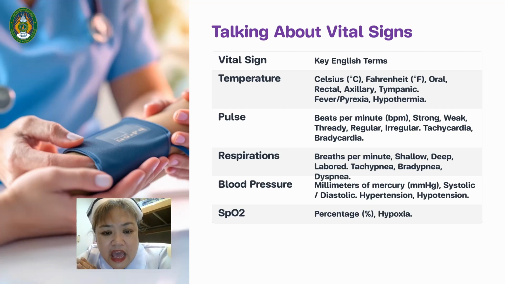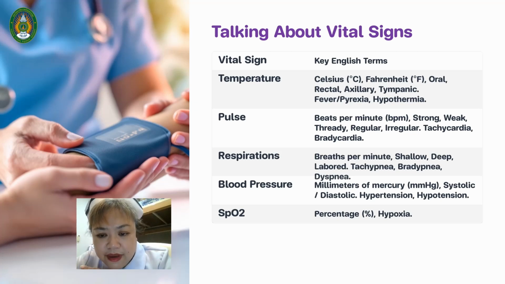Okay, let's see the vital signs, following this. The temperature: the unit is Celsius or Fahrenheit. To describe the quality, you have to understand the way of taking the temperature, like oral, rectal, axillary, tympanic. And the quality of the temperature, like fever, hyperpyrexia, hypothermia, subnormal temperature. For the pulse, the unit is beats per minute, and quality like strong, weak, steady, regular, irregular, tachycardia, bradycardia.